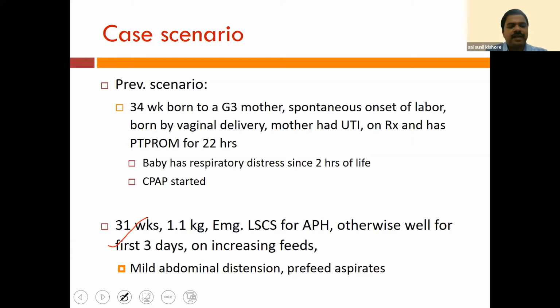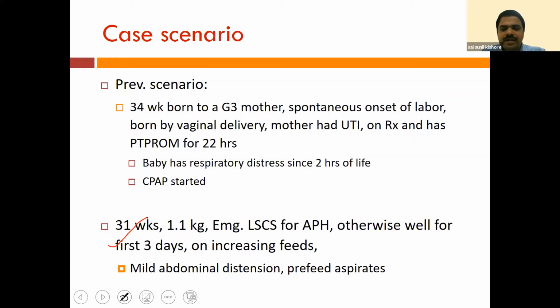This is a 31-weeker, 1.1 kilo baby, born by emergency LSCS for antepartum hemorrhage and otherwise well for the first 3 days, and on increasing feeds. So the baby is in SNCU. At the end of day 3 and day 4, the baby developed mild abdominal distension and there were pre-feed aspirates. So what are the important aspects in this case?